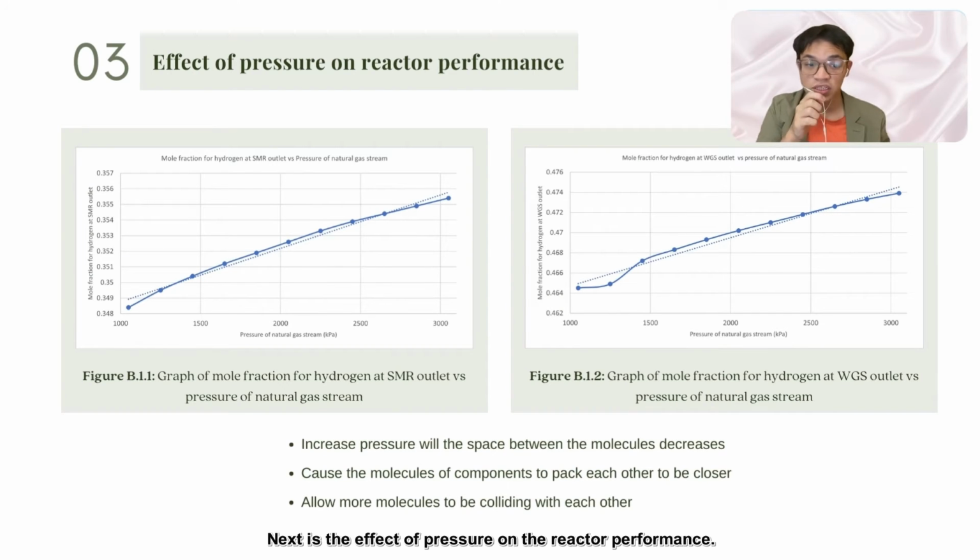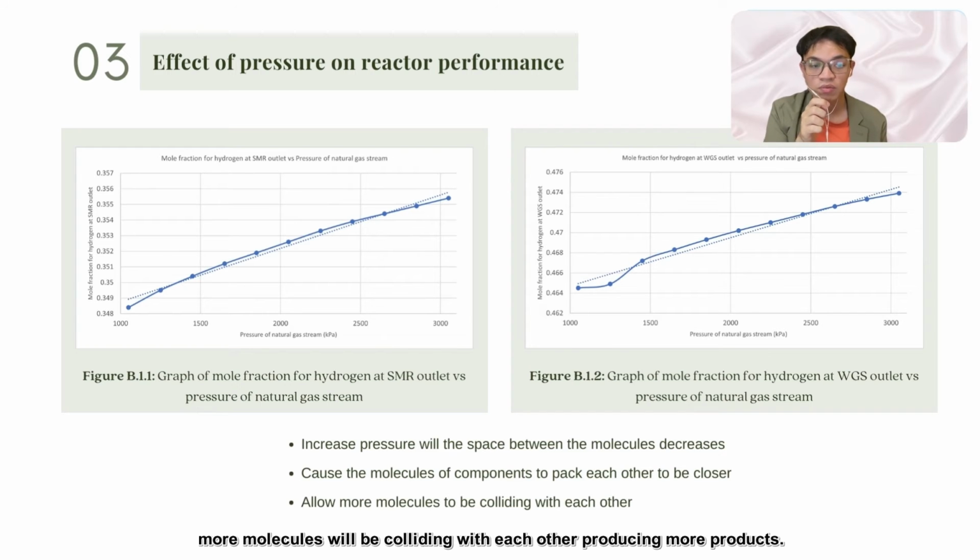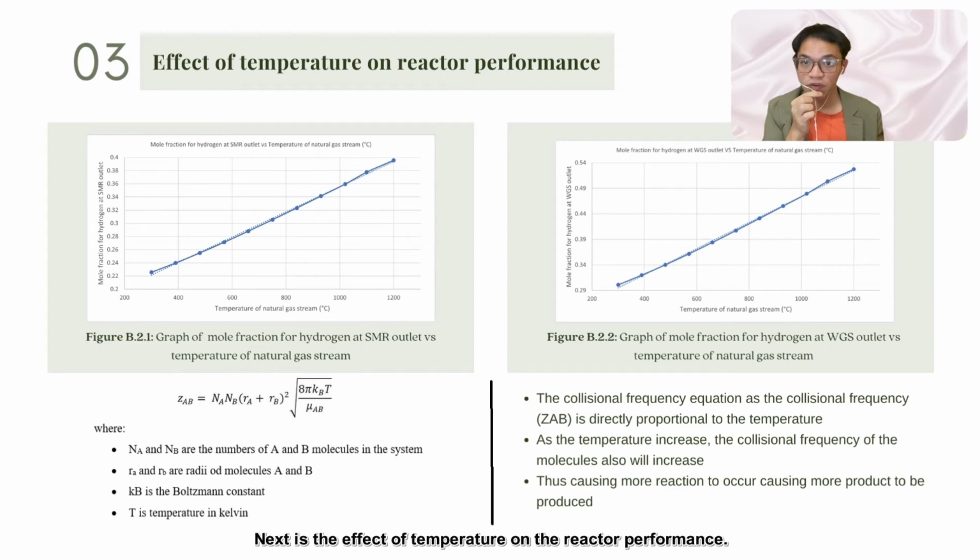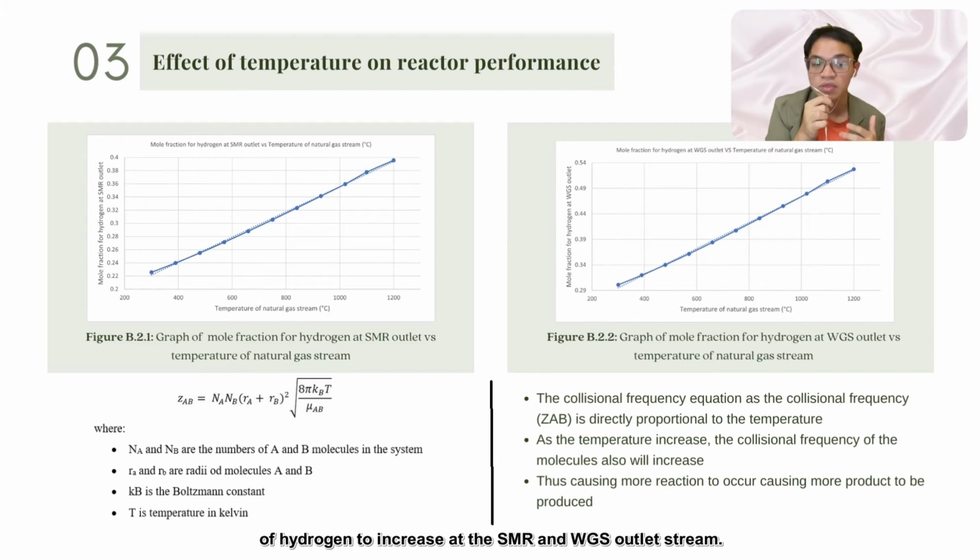Next is the effect of pressure on the reactor performance. As the pressure increases, the mole fraction of hydrogen at the SMR and WGS outlet streams also increases. This can be explained as, when pressure is applied to the system, more molecules will be colliding with each other, producing more products. Next is the effect of temperature on the reactor performance. The increase in temperature causes the mole fraction of hydrogen to increase at the SMR and WGS outlet streams. This can be explained as the temperature of the system has effects on the kinetics of the molecules. As the temperature increases, the collision frequency of the molecules will also increase, thus causing more reaction to occur, causing more products to be produced.